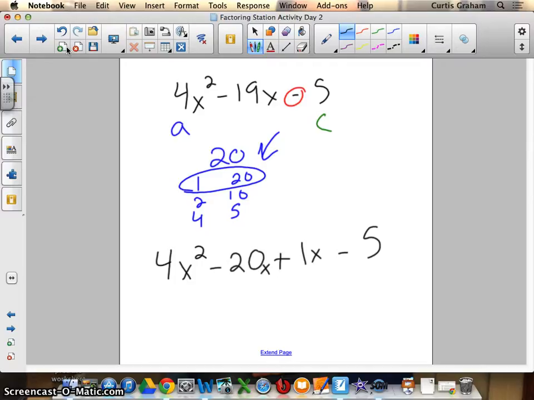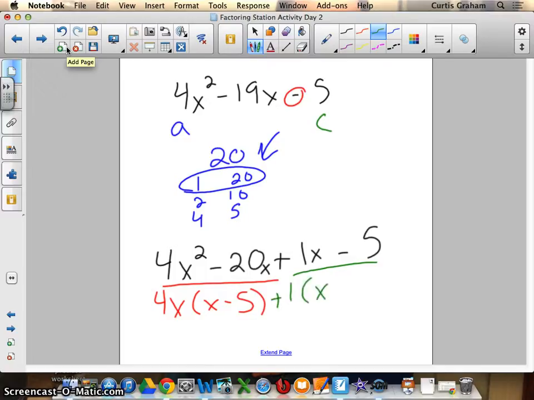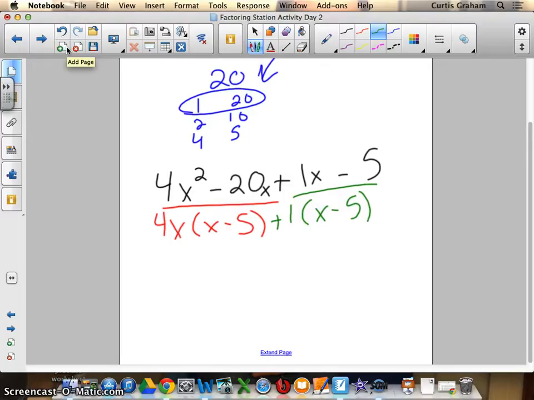Okay? Now I'm going to use factoring by grouping. 4x comes out of my first one, and then 1 comes out of my second one. They both have an x minus 5 in common, so I'm going to take that out. That leaves me with 4x in the first one, and it leaves me with plus 1 in the second one. There's your factors.